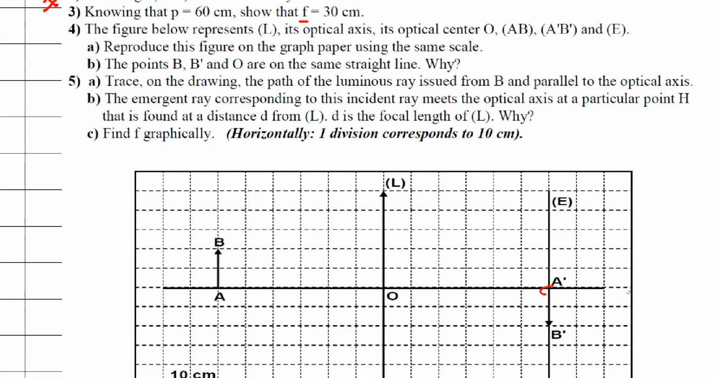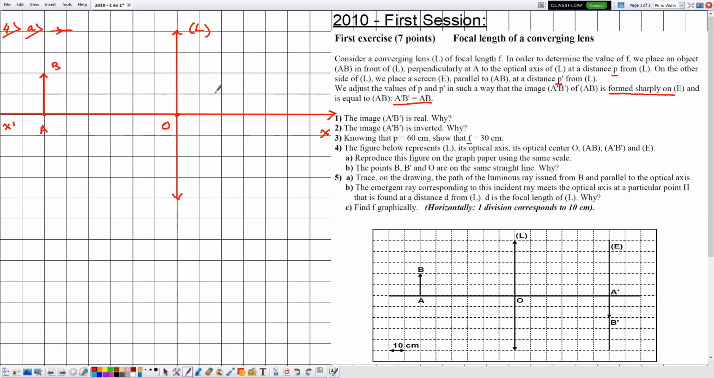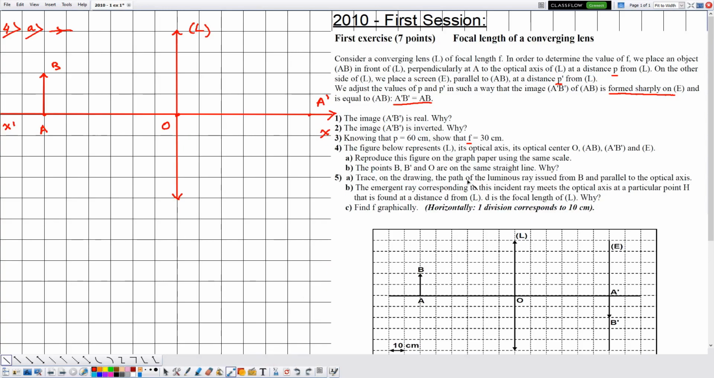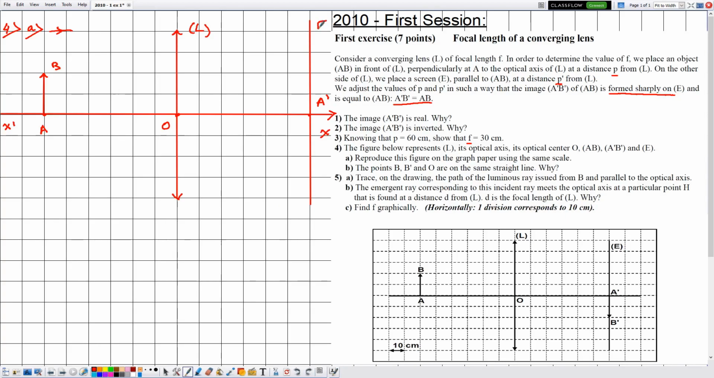Now the point A prime is located on the optical axis behind the lens by 1, 2, 3, 4, 5, 6 divisions. This is the point A prime. And the screen is perpendicular to the optical axis at A prime. So this is the screen E.